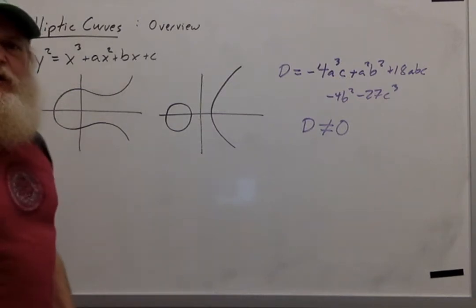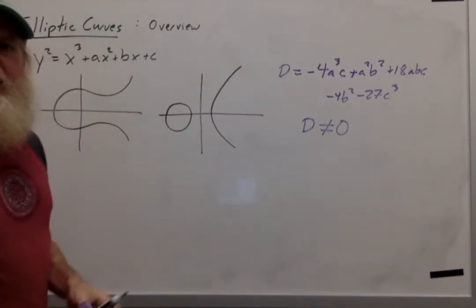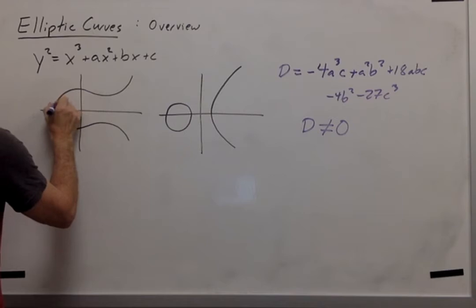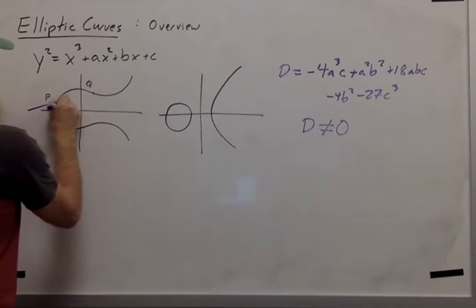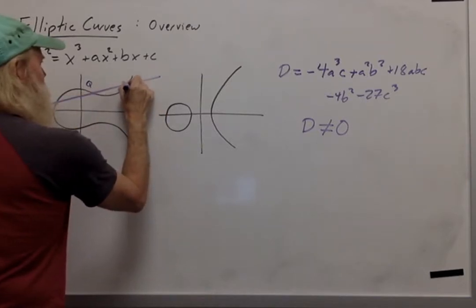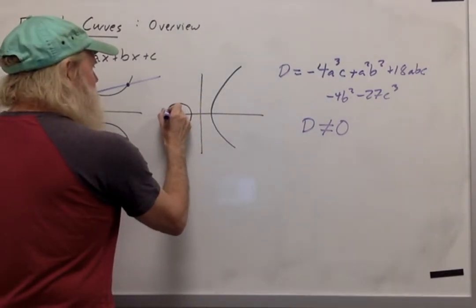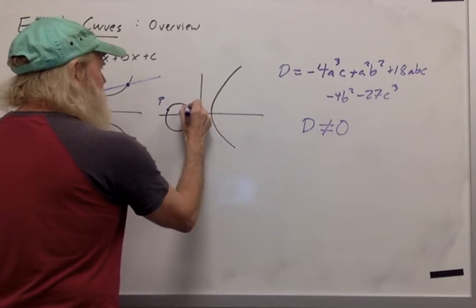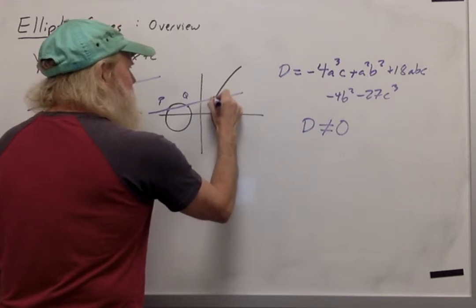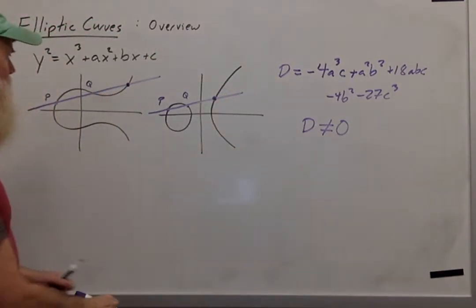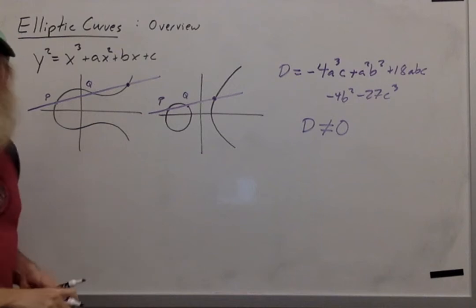Now, when we talk about addition of points on elliptic curves, we could use either of these types of graphs. One of the things that they have in common is that in general, if you pick 2 points on the graph, P and Q, and you draw the line through P and Q, then that line will intersect the curve at a third point. Same thing here. If I pick P and Q and draw the line through P and Q, that line intersects at a third point. So I'm typically going to draw graphs of this first type, but exactly the same thing that works here is going to work on graphs of this second type.